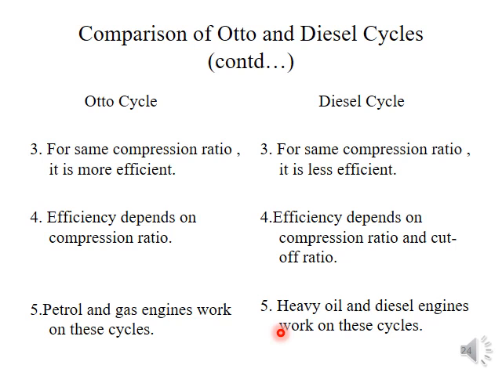And the second point: in the Otto cycle, the heat is supplied at constant volume, whereas in the diesel cycle, the heat is supplied at constant pressure. That's why we call it a constant pressure process. After that, in the difference you also have to draw the PV graph for both the Otto cycle and the diesel cycle, and the TS diagram for both. By seeing the graph, we can tell that for the same compression ratio and heat input, the Otto cycle is more efficient than the diesel cycle.